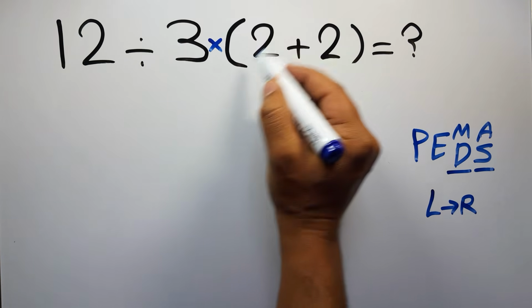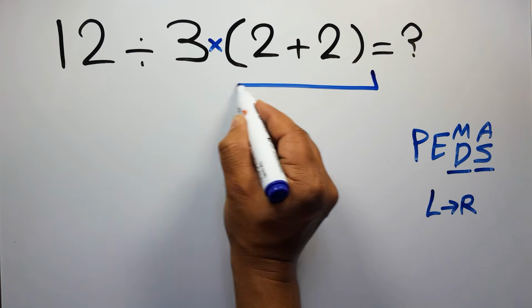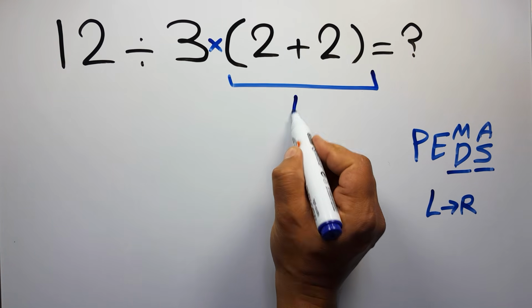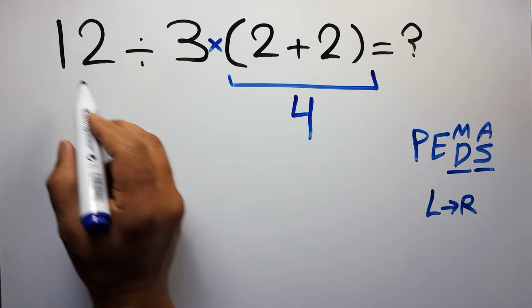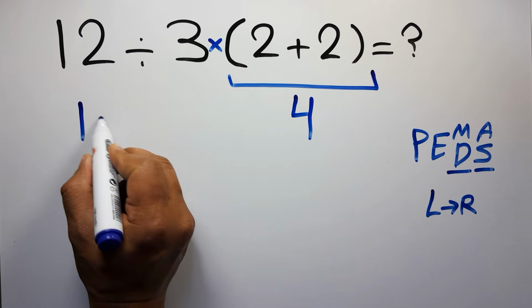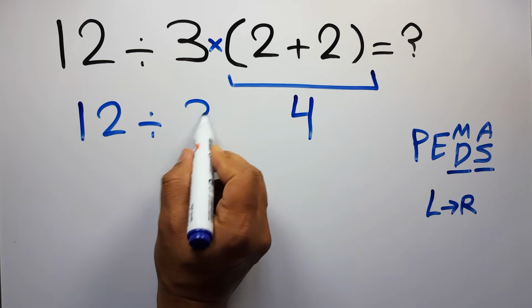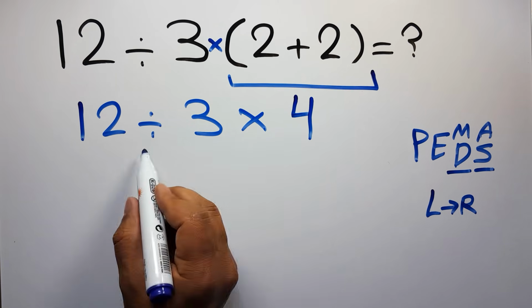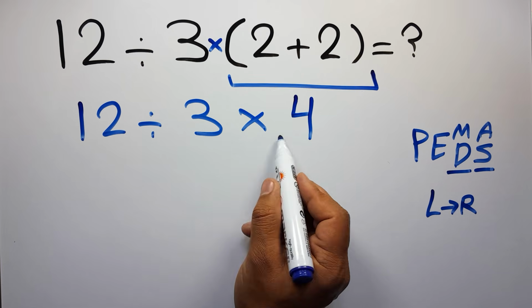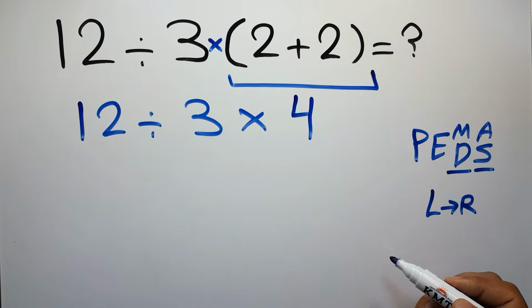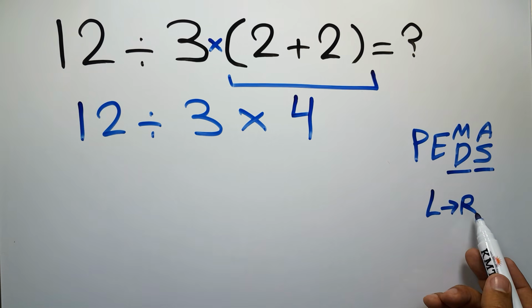So first we have to do this parentheses. Inside this parentheses, we have 2 plus 2, which equals 4. So 12 divided by 3, then times 4. Now, in this expression, we have one division and one multiplication. As I said, multiplication and division have equal priority and we have to work from left to right.